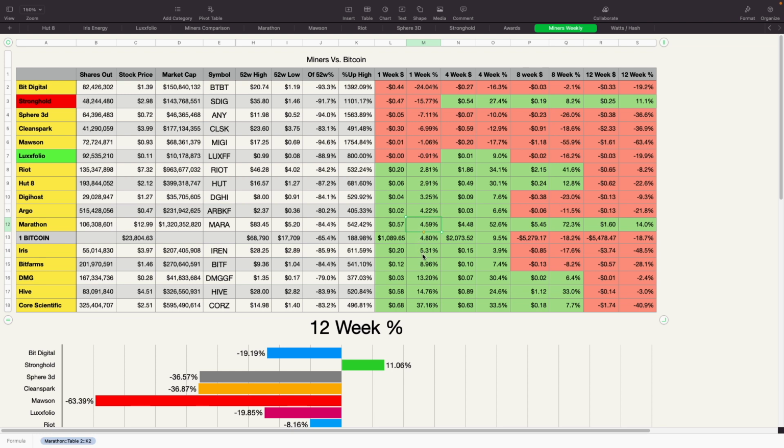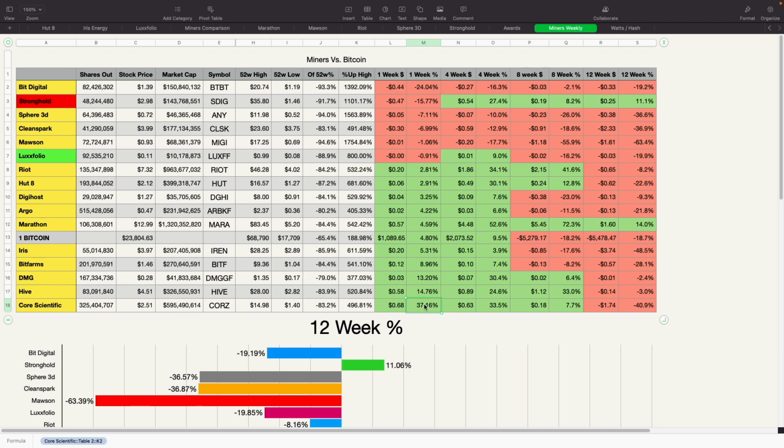And Iris was up 5.31%, Bitfarms was up 8.96%, DMG was up a great 13.2% on the week. Hive was up really good as well, surprisingly 14.76% on the week. And Core Scientific just killed it this week with 37.16%.